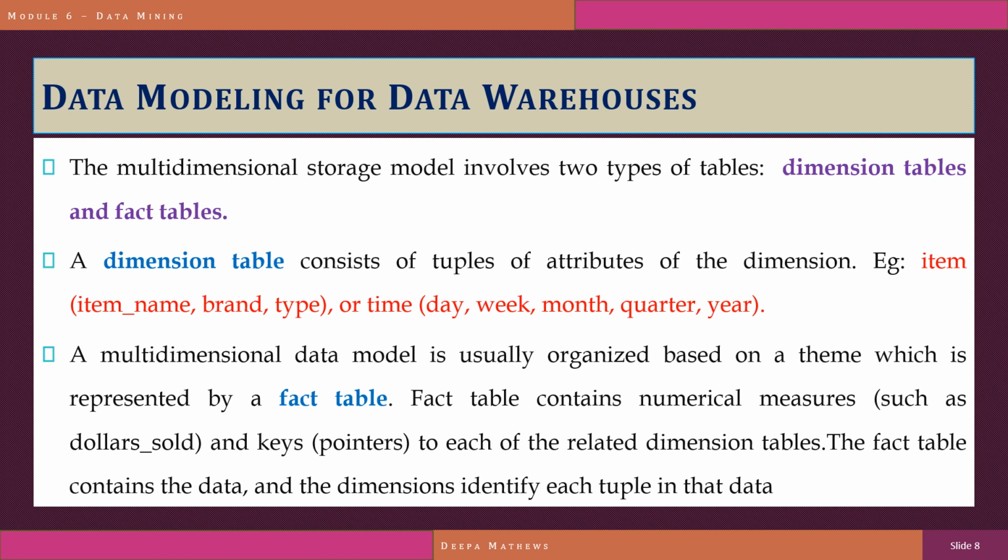The fact table stores the details about the theme or the subject. It contains the data, and the dimension table consists of the tuples of attributes of the dimension. That is, it identifies each tuple in that data.